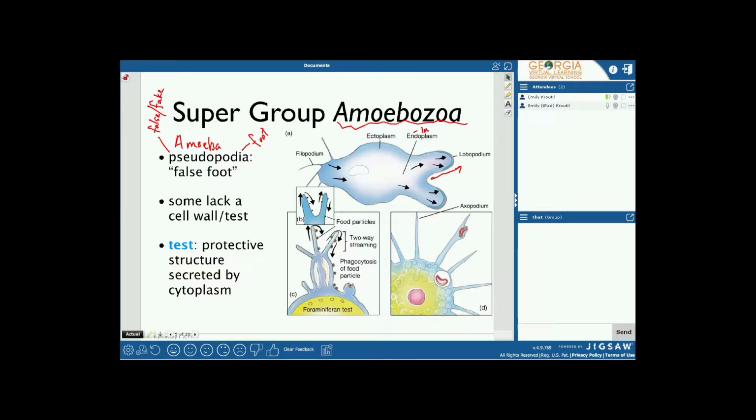Endo would be inside. Ecto is like outside. I'm just trying to help you with some of these. Phago, that has to do with eating. Just trying to do ones that I remember. It might help you. And then a test is basically a protective structure secreted by the cytoplasm. So it's just like a more heavy-duty cell wall or cell membrane.